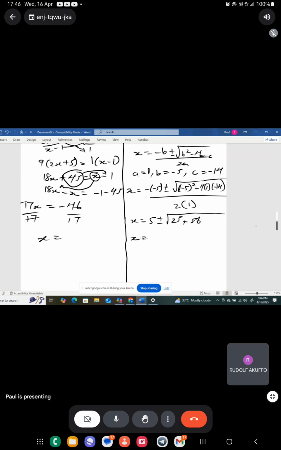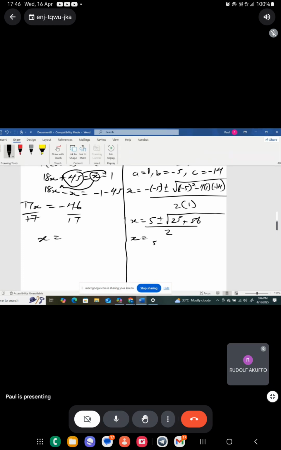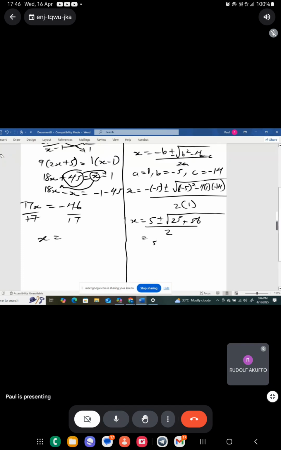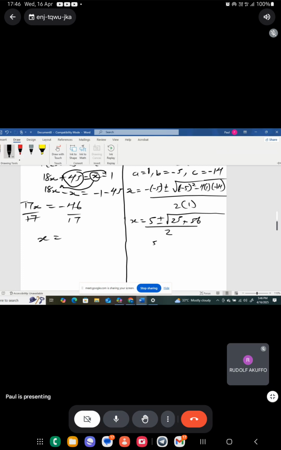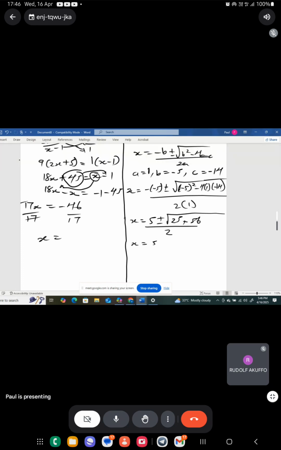Let me see, I want to be sure. 4 times 14 is 56, good. Plus 25 is 81. So we get 81 all over 2. So we get x equals 5 plus or minus the square root of 81, all over 2.